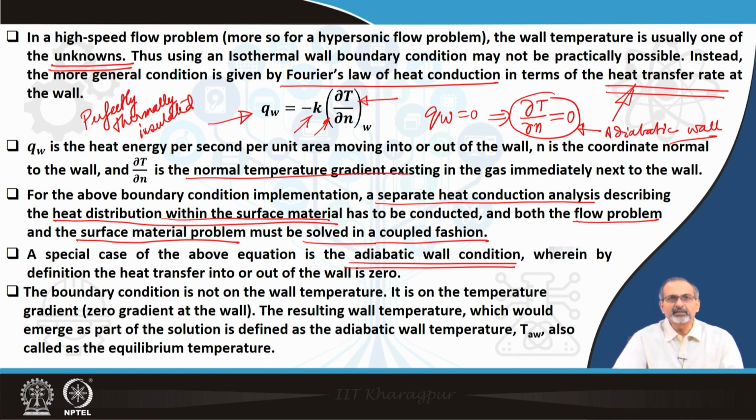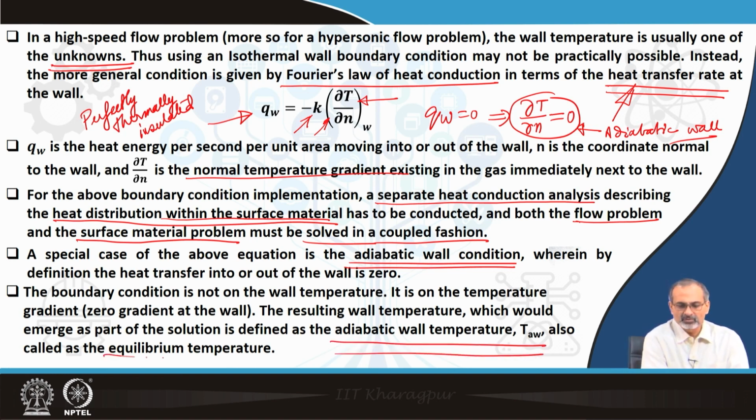The boundary condition is not on the wall temperature, it is on the temperature gradient, 0 gradient condition at the wall. Now, the resulting wall temperature, which is not known a priori, would emerge as part of the solution, and that is what is defined as the adiabatic wall temperature. It is also called the equilibrium temperature.